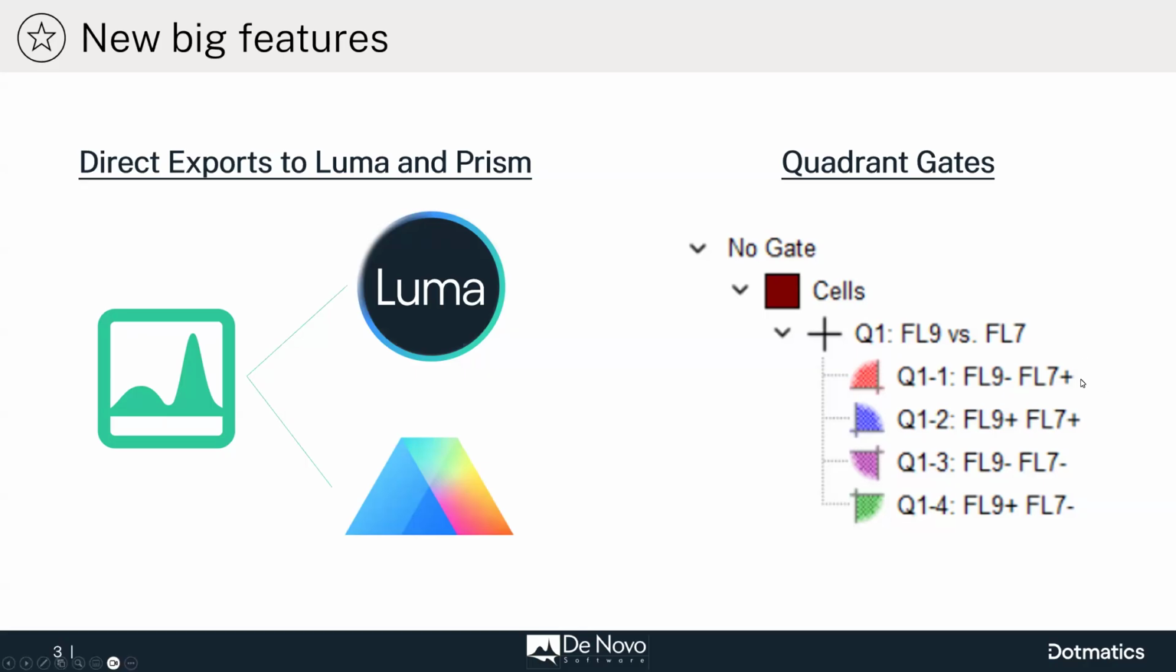The big ticket item that we are going to talk about is quadrant gates. We've completely overhauled how quadrants work in FCS Express. All quadrants are now gates by default. So you'll no longer have to convert a quad to a gate if you want to use it as a gate in your layout. Everything will show up in the hierarchy. Those gates will already be assigned, and then you can use them exactly the same way that you would normally use a gate.